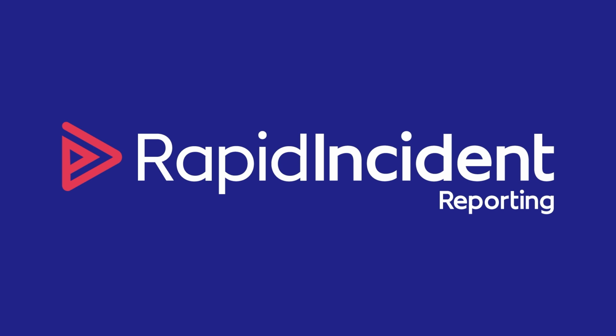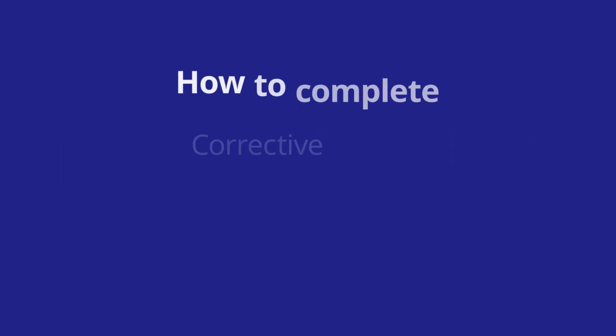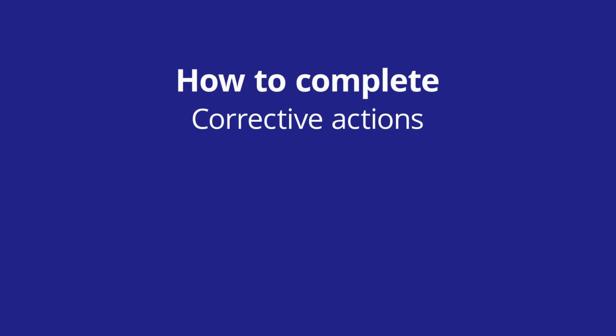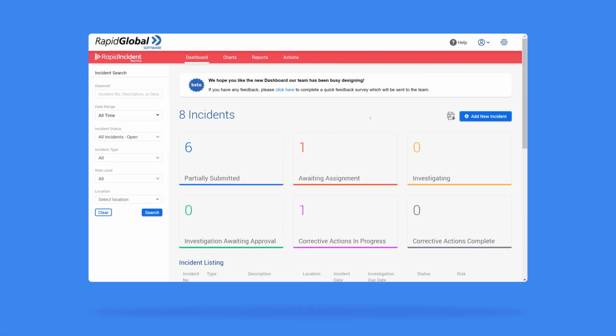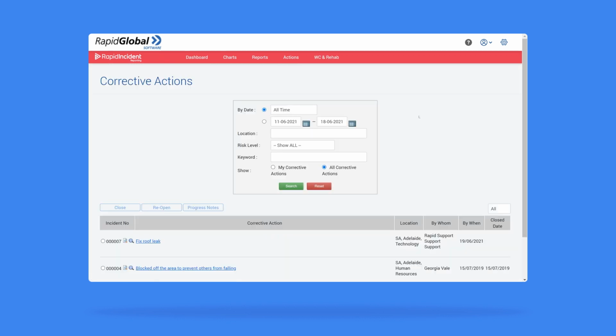My name is Jared, and in this video I will show you how to complete corrective actions. You can access the corrective actions in two different ways. The first way is to select the Actions tab at the top of the package, and this will bring you to the Actions page. Here you can conduct a search within all the corrective actions in your incident reporting system.